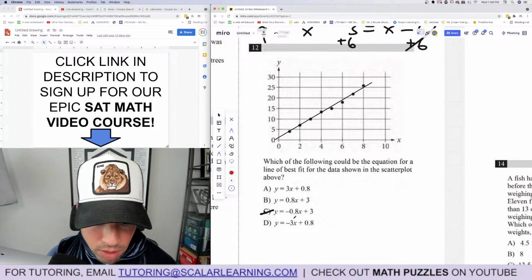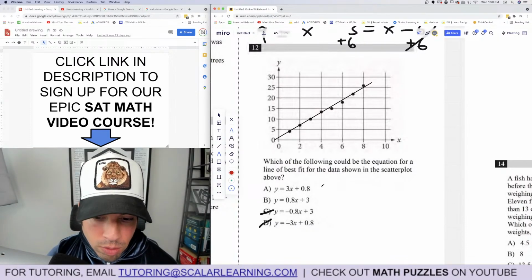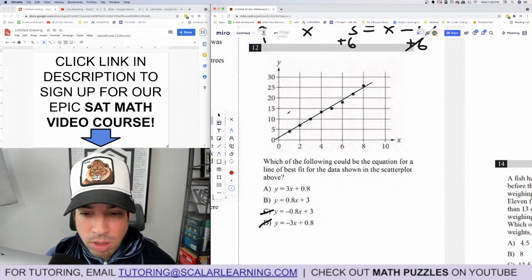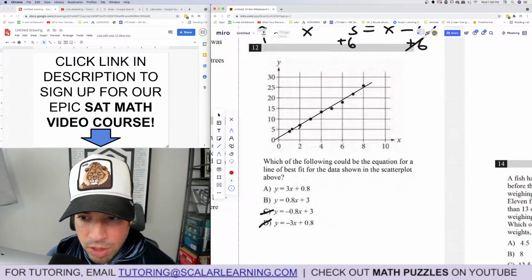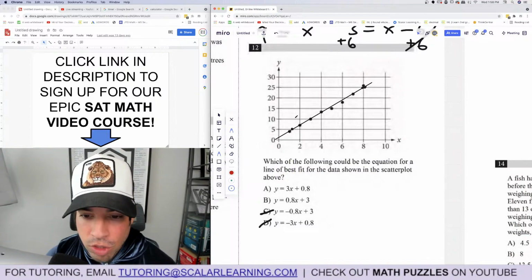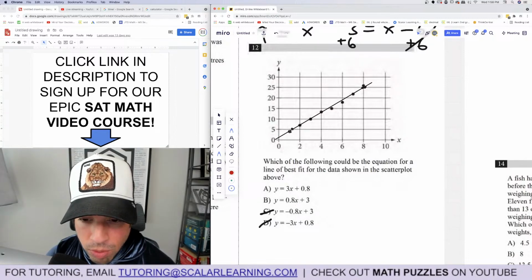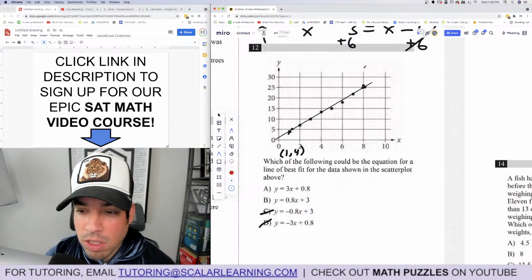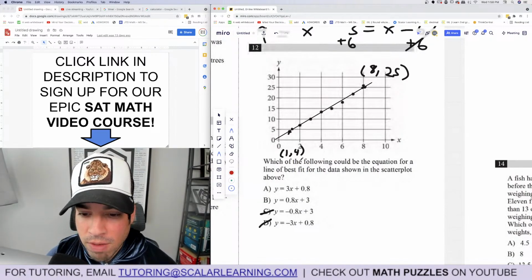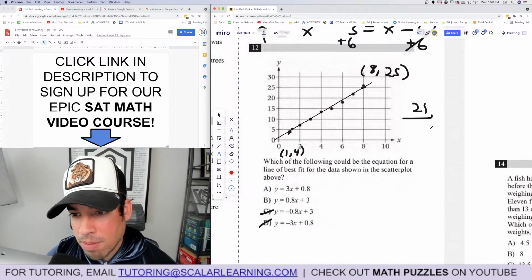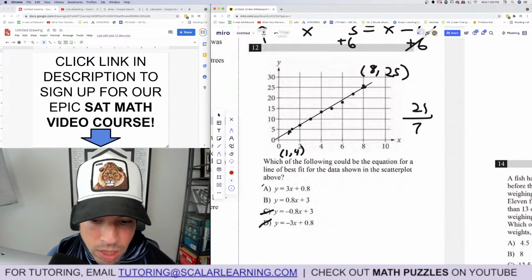Well, it's definitely not negative slope, so those are out. So it's probably A, but now let's just double check. Let's do this point. This point looks like 1, 4, and this point looks like 8, 25. It's got to be 3 for the slope, but I'm going to double check. 25 minus 4 is 21 over 8 minus 1 is 7, so it's a slope of 3. A is the winner. Done.